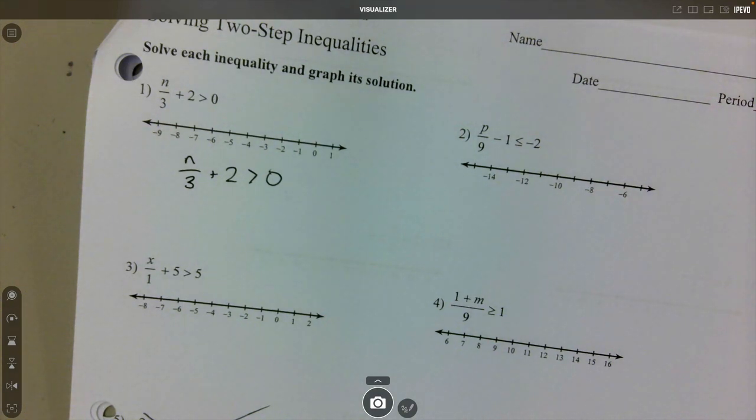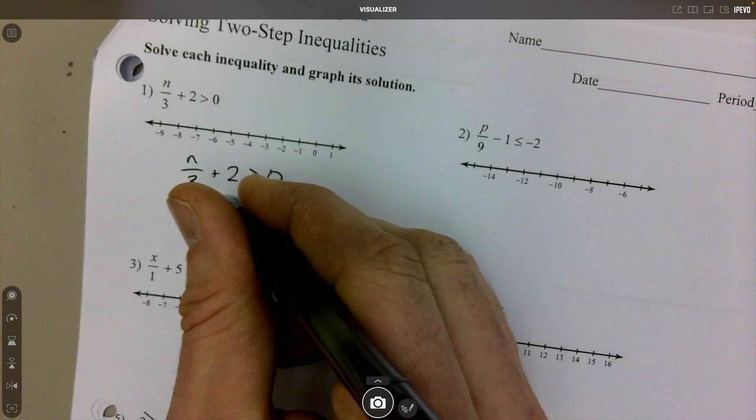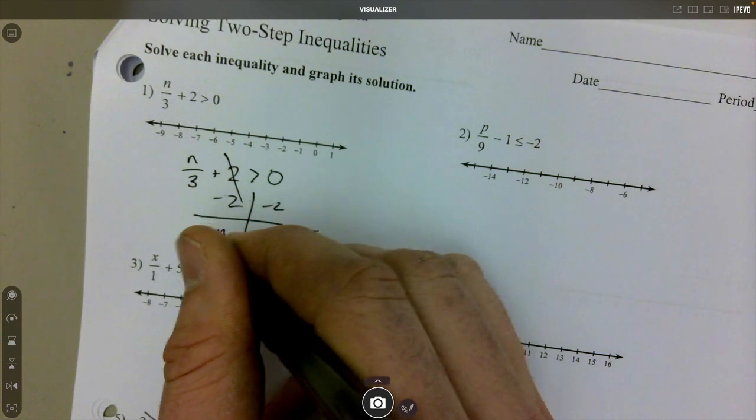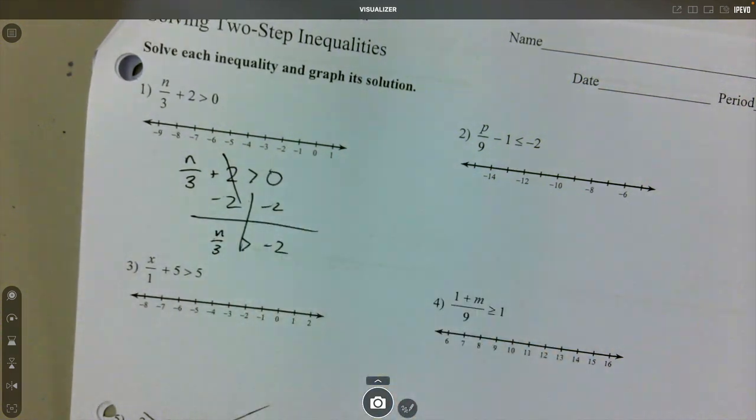There should be a blank page, I think. When would I multiply 3 by 2? I'm going to start by moving the 2 over. So I'm going to subtract 2 on both sides. Treat this like an equation and get n over 3 is greater than -2. Then multiply by 3.